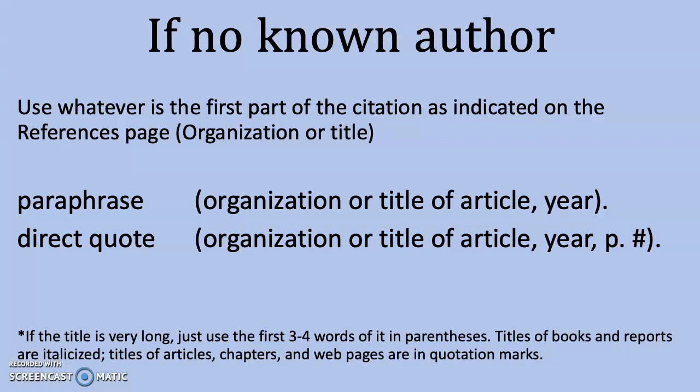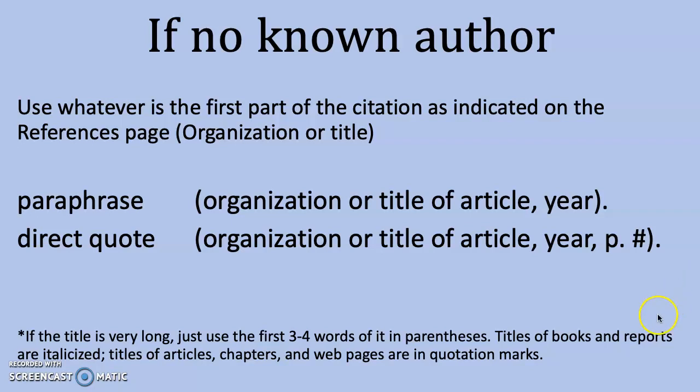Okay, what if we don't know the author? So this can happen too, a lot of times, again, with online sources. So depending on what your citation is on the references page will decide what you put in your in-text citation. So generate the citation for the references page, and it will tell you, is there an organization that's recognized as the author? And if not, then you use the title of the article. So again, for a paraphrase, organization or title with the year. If you have a direct quote, organization or title, year, page number or paragraph number.